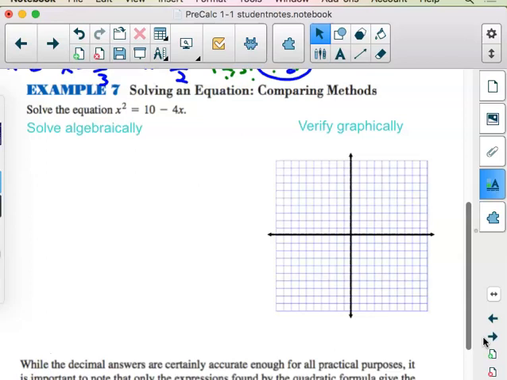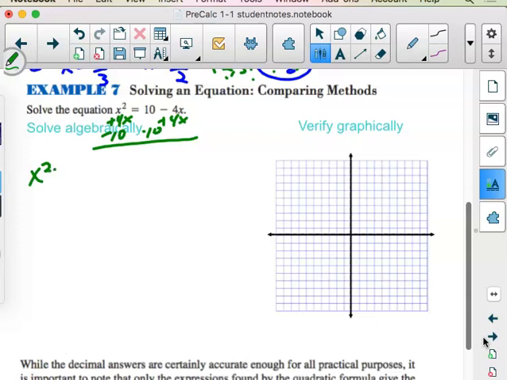Now, the next one says we need to solve this equation, and we want to solve it algebraically again, and then put that together with the graphical, because part of our objective was using different methods at the same time. So again, we see, hey, it's got an x squared. A degree 2 polynomial is quadratic. Factoring, that's what I would try. So I'm going to have to add 4x and subtract 10 from both sides.